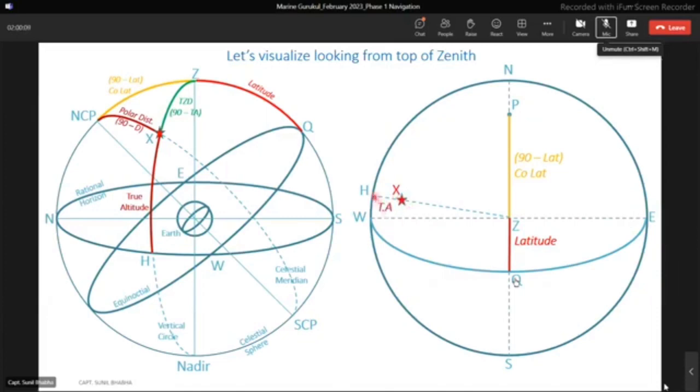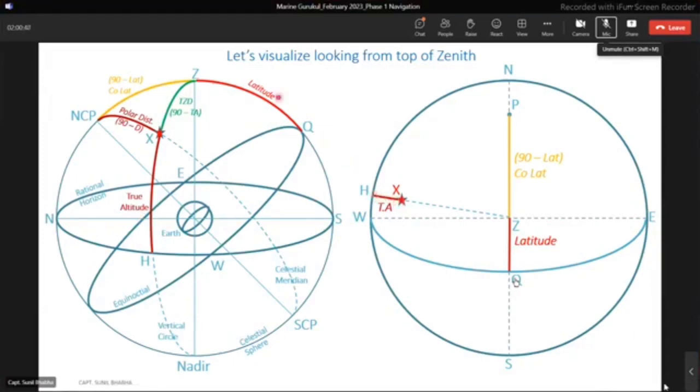Now you can see H to X is the true altitude of the body. So concentrate on the celestial sphere diagram. You see X to H highlighted in the maroon color. You have the true altitude of the body. The same true altitude is represented H to X in the rational horizon diagram. So let's mark it with maroon color, highlight it with maroon color here also in the rational horizon diagram.